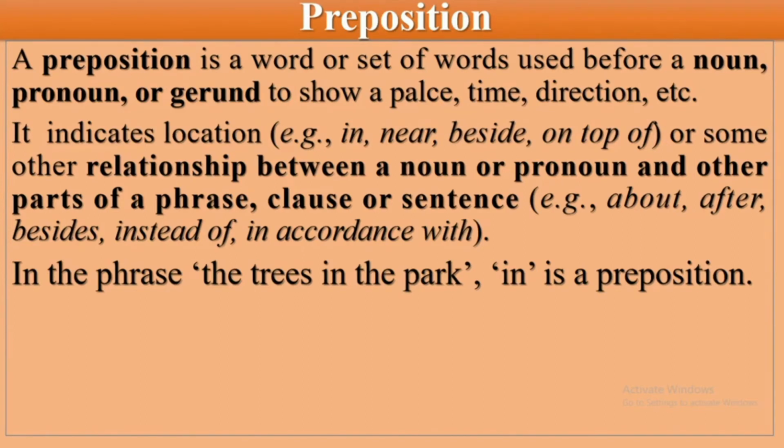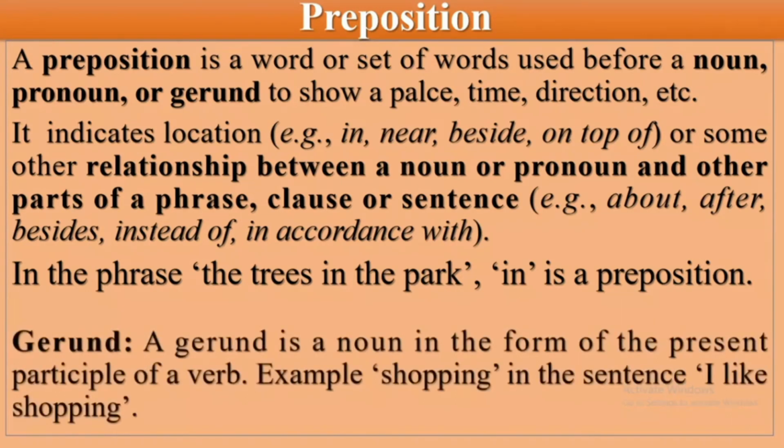We said a single word may be a preposition. A set of words can also be a preposition. Here we say instead of, it's a set of words, a kind of phrase. It is also a preposition. In accordance with, it is a preposition also. A preposition usually has an object, and this object is usually a noun, a pronoun or a gerund we mentioned already.